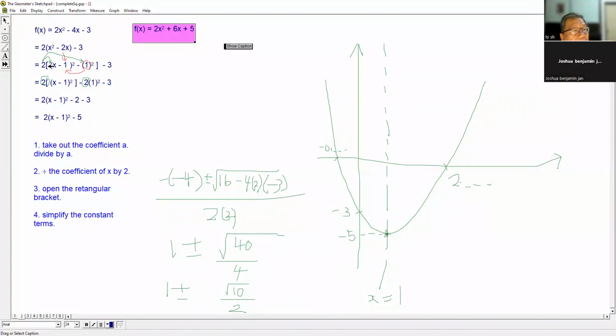Now, after you take out the 2, you have to complete the square like this. This will be 3. Then 3 divided by 2 here will be 3 over 2.